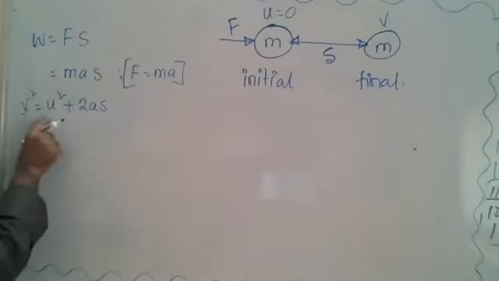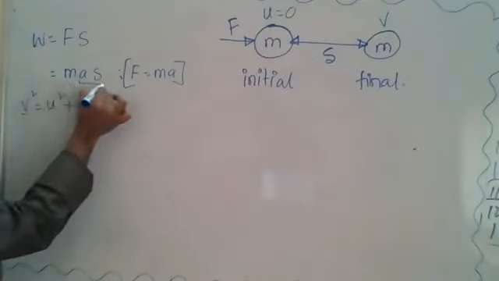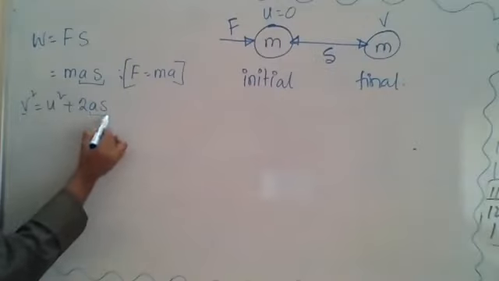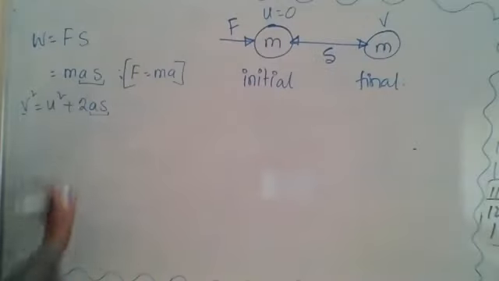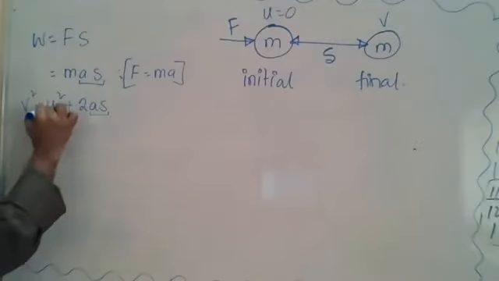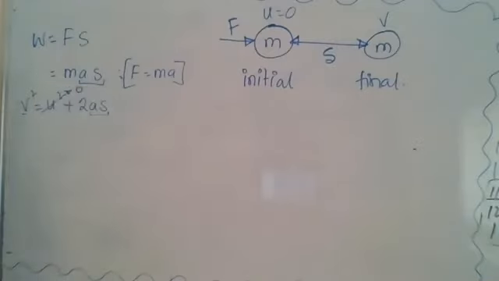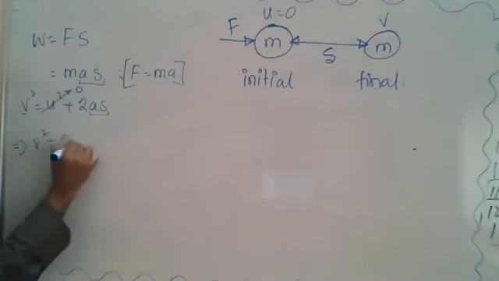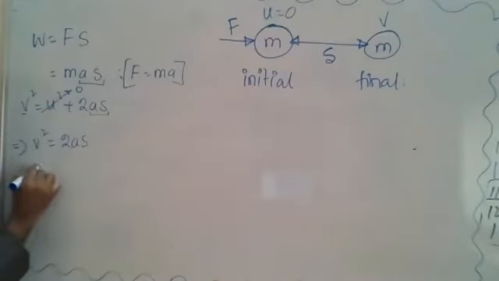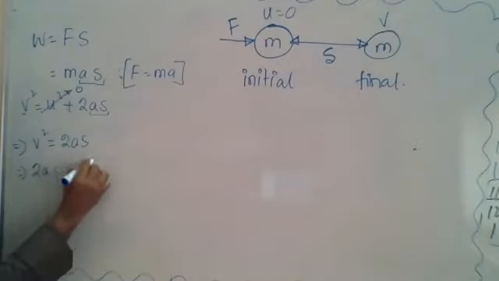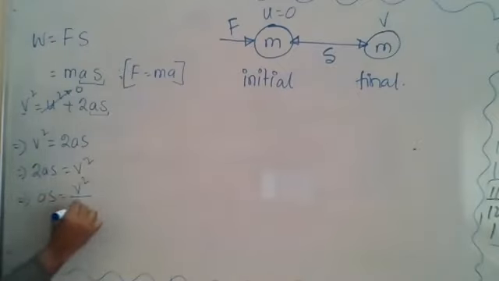So here you can see that I have as here, right? So from here I will try to find out the value of as and replace it. The u term will become 0 because the initial velocity is 0. So v square will be equal to 2as, or I can write 2as equal to v square, then as will be equal to v square divided by 2, correct or not?